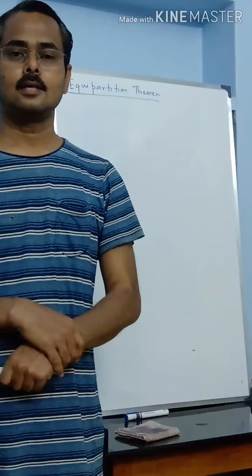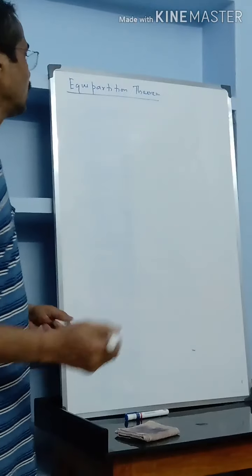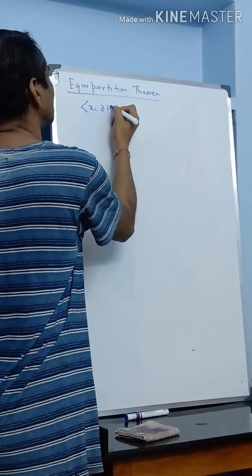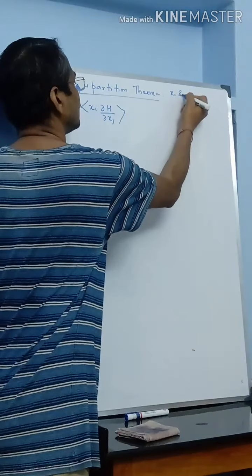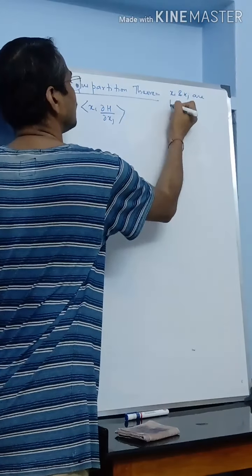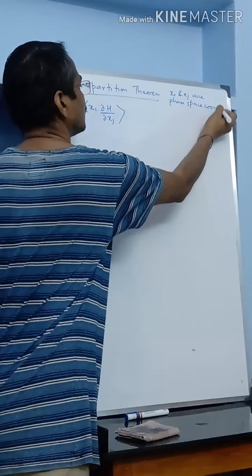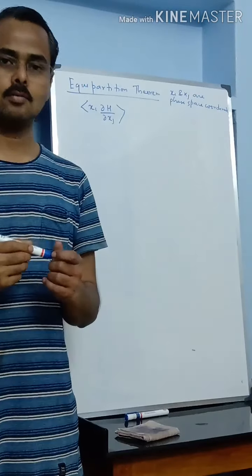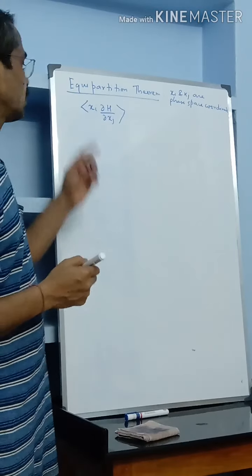Okay, let us apply the canonical ensemble formalism to derive the principle of equipartition of energy, or the equipartition theorem. For that, we need to take the expectation value of a quantity xi del H by del xj, where xi and xj are the phase space coordinates. Phase space coordinates are the coordinates and the momenta, which we know. There are 6N-dimensional coordinates for N independent particles, and we need to calculate the expectation value of this.